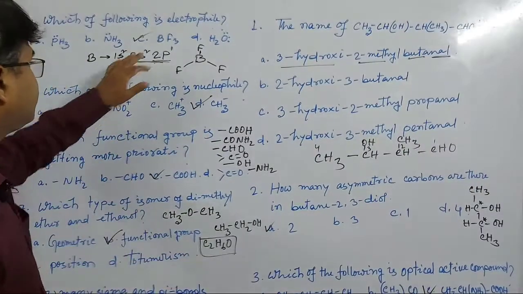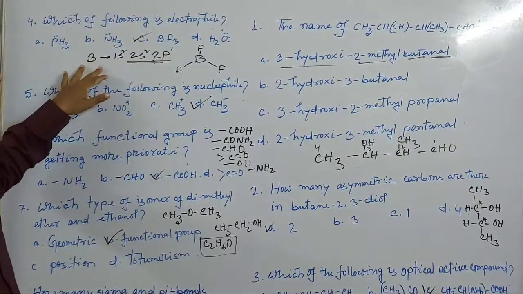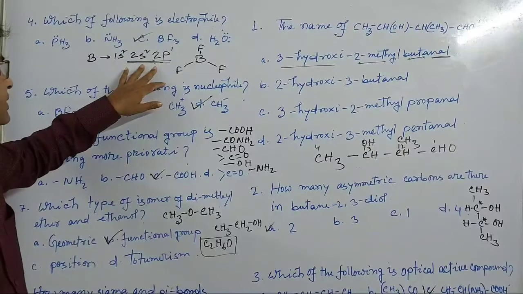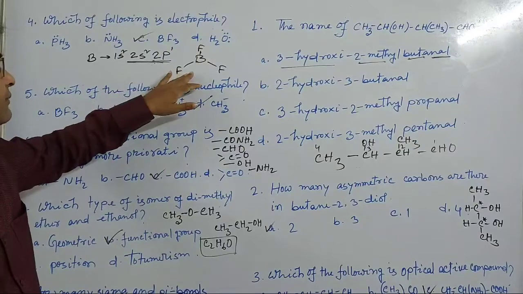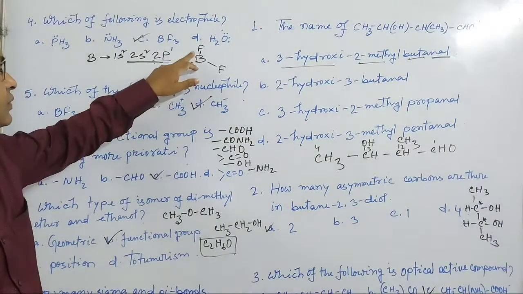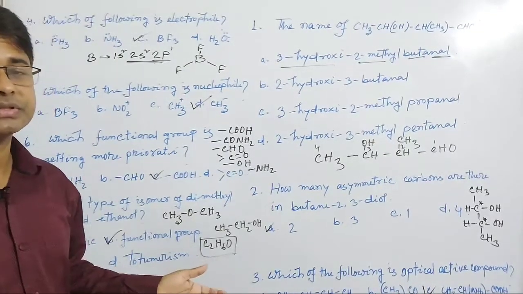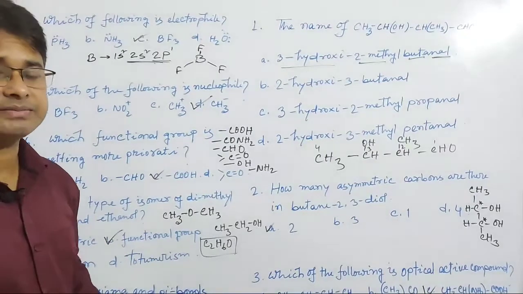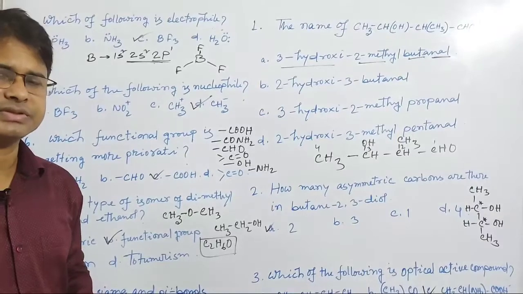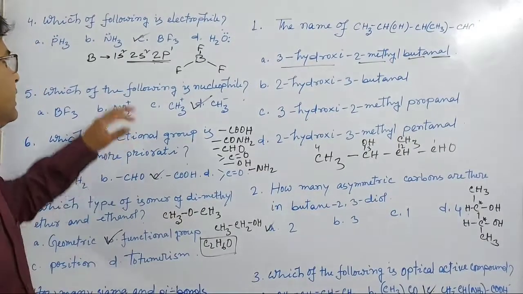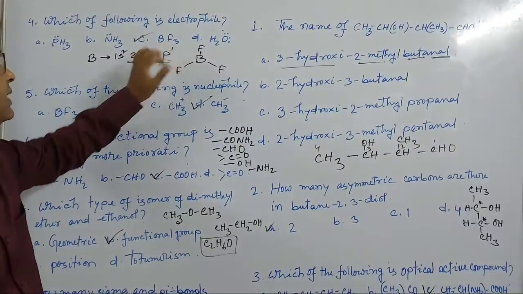But if you consider boron trifluoride, the central atom of boron trifluoride is boron, and there are 3 electrons in the outer shell of boron. After formation of boron trifluoride, it attains 6 electrons in its last shell, and it also has a vacant orbital. That's why it can accommodate more electrons. I can say here boron trifluoride loves electrons. That's why boron trifluoride is an electrophile.